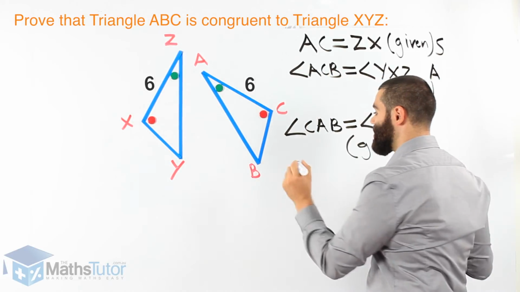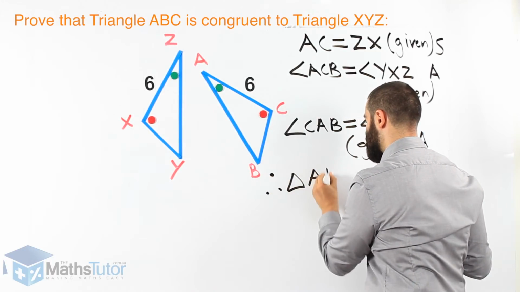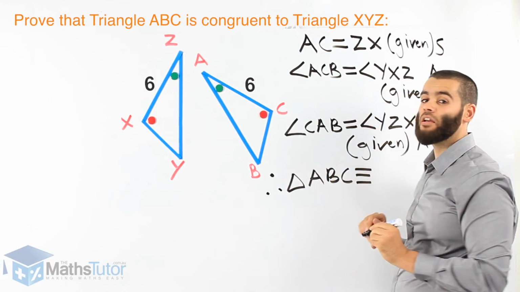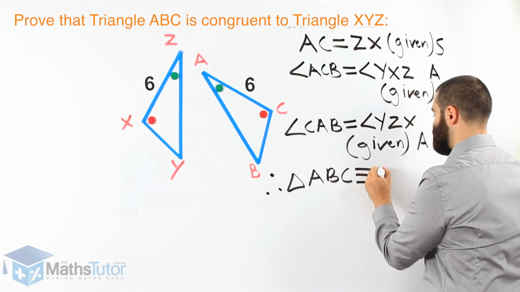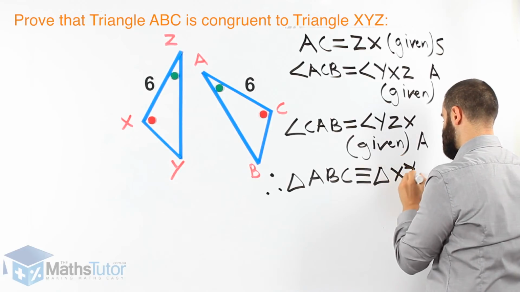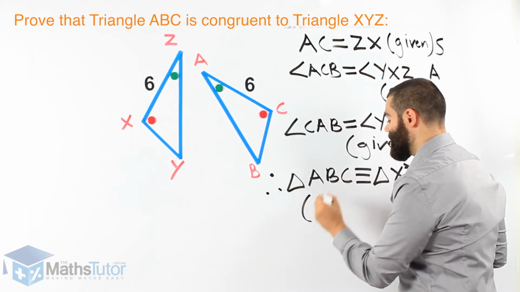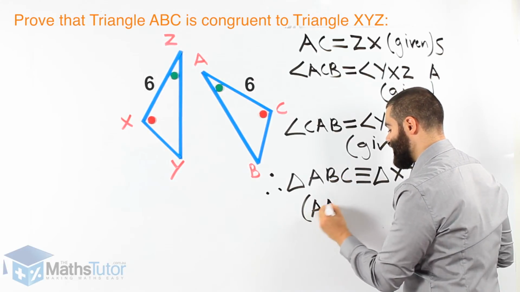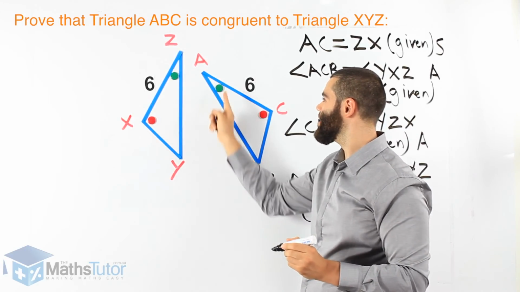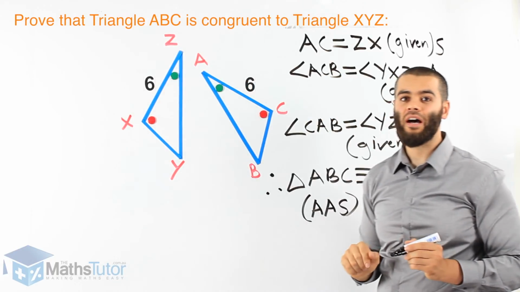Angle, angle, side. So now our conclusion: triangle ABC is congruent, remember the sign, congruent to triangle XYZ. And our reason, the condition that we are going to write, is angle, angle, side. We have two angles, this angle and that angle matching, that angle and that angle also matching, corresponding, and the sides also correspond, are equal as well.